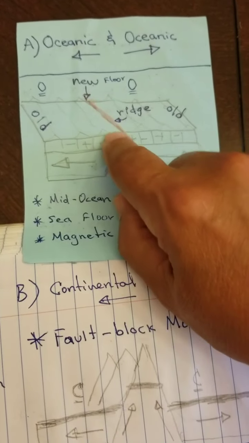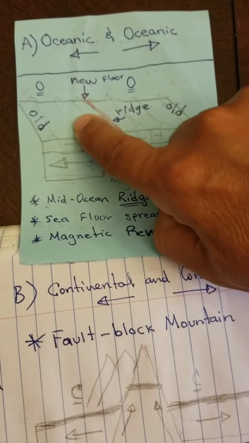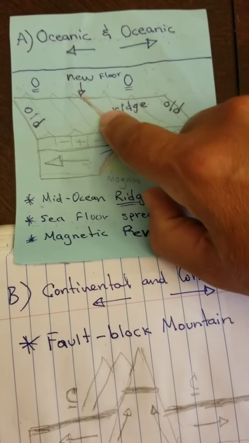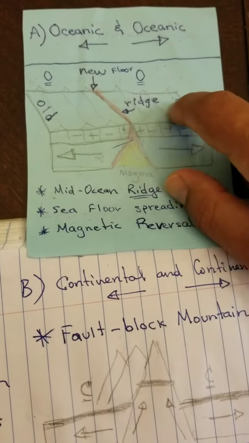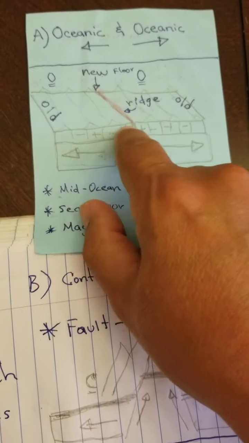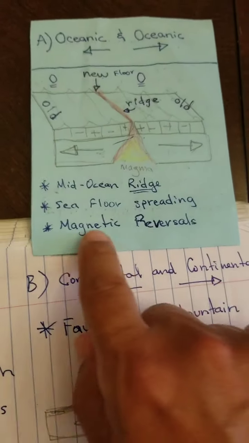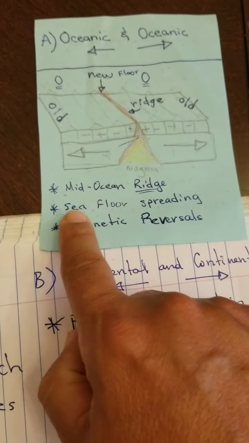So you're going to have the new floor in the middle, and the further away you go from the ridge, this is the mid-ocean ridge, the older the crust is going to be as you move further and further away from the ridge. Okay, so the three different features that you're going to find are the mid-ocean ridge and the seafloor spreading.